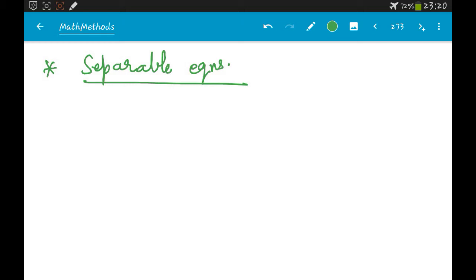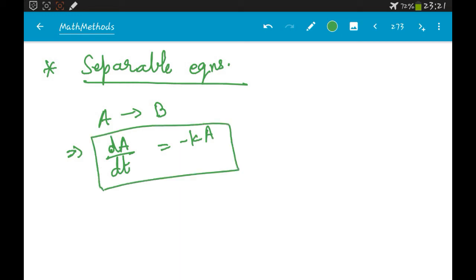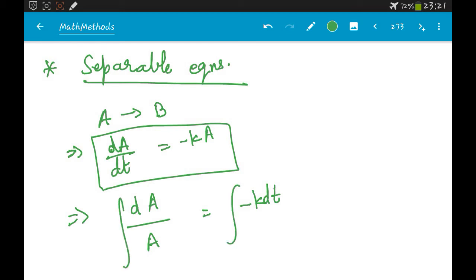Let's say I give you this example, where we could write dA by dt is equal to minus kA. This is also an example of a separable equation. Why? Because we can keep all the A to one side and all the t to the other side. How can we do that? We can do that by writing dA by A is equal to minus k dt, and then we can integrate them. So these kinds of equations are known as separable equations.